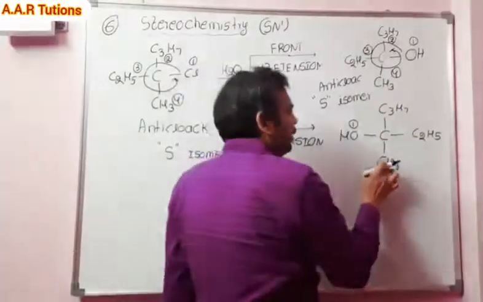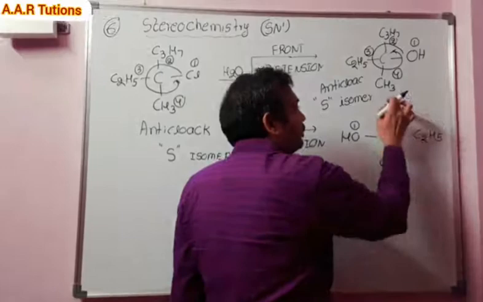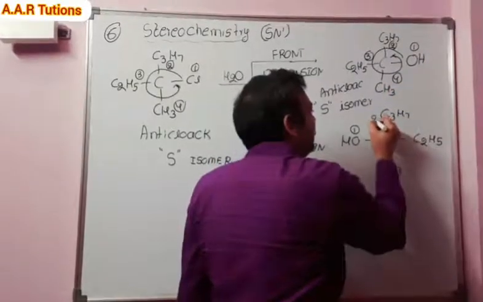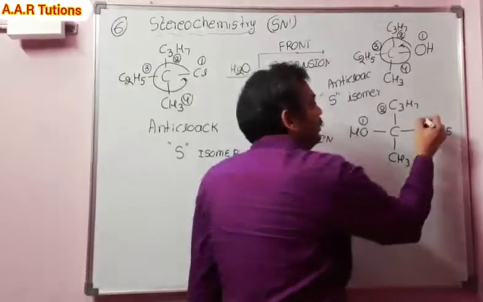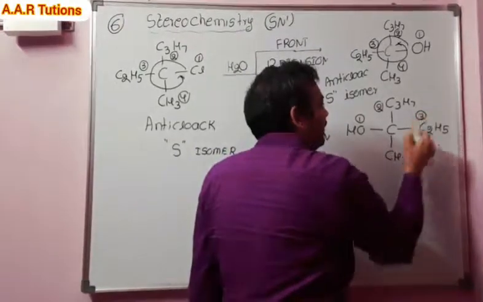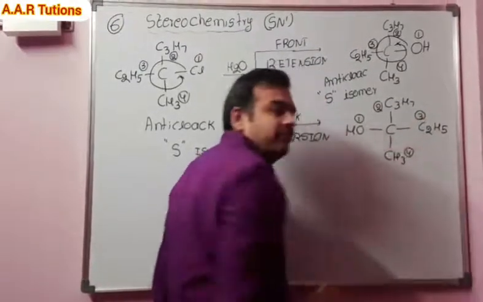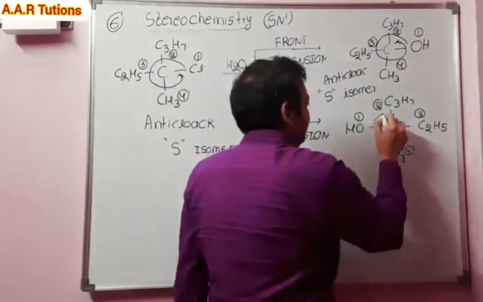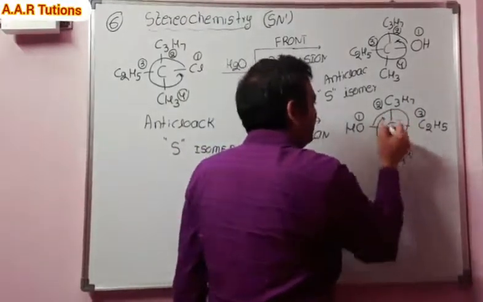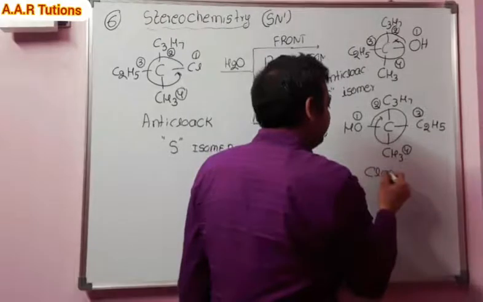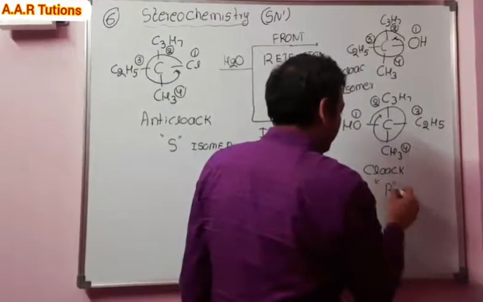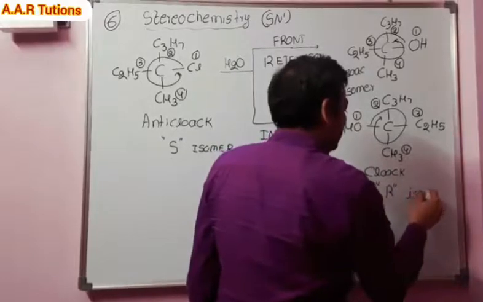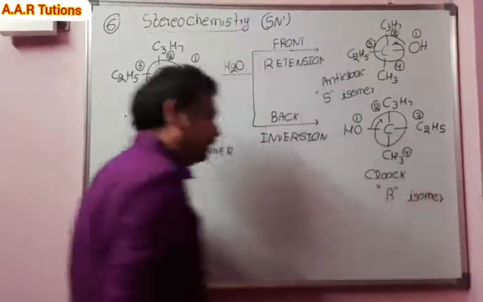After that, one carbon has carbon, carbon, carbon, and again carbon. That means the second priority is this one. Of the remaining two, only one carbon is attached, carbon to carbon. The two carbons are there. This is the third priority and this is the least priority. So start from 1, 2, 3. This is clockwise direction, and clockwise direction means R isomer. So this is the way of assigning R notation.